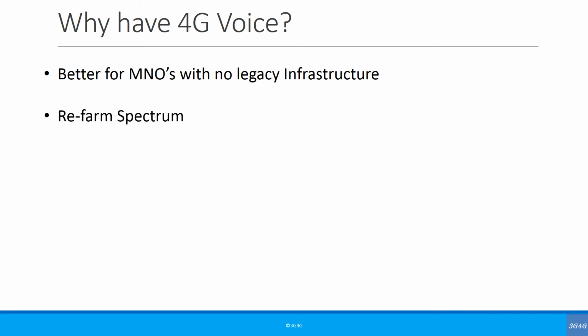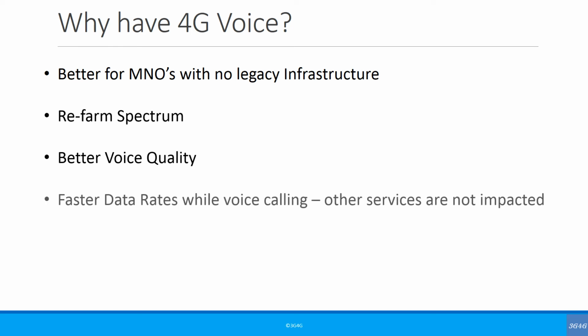Also, once you have 4G voice, the existing operators who have 2G and 3G networks can reframe the spectrum. That means they can use the spectrum from 2G and 3G networks for 4G. 4G voice has better quality than the 2G and 3G voice. While you are making and receiving voice calls, you have faster data rates available.